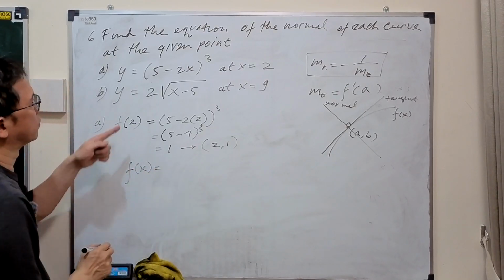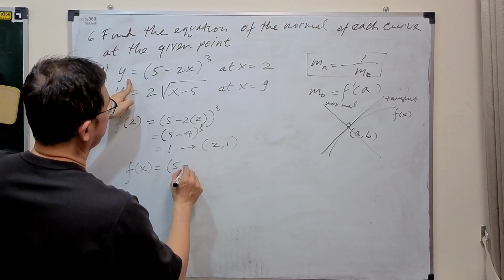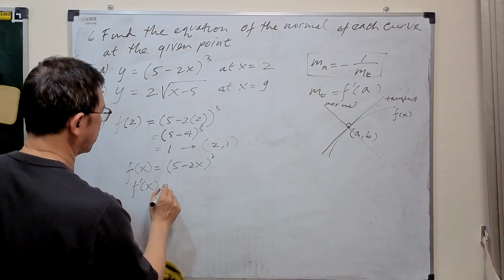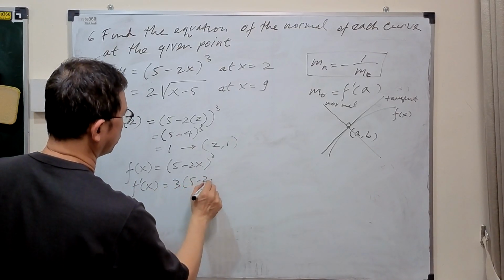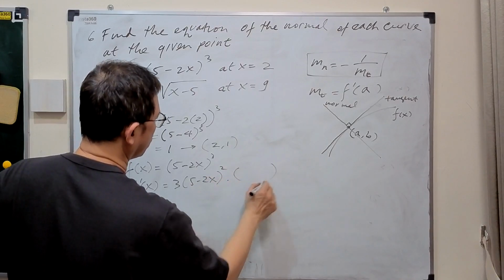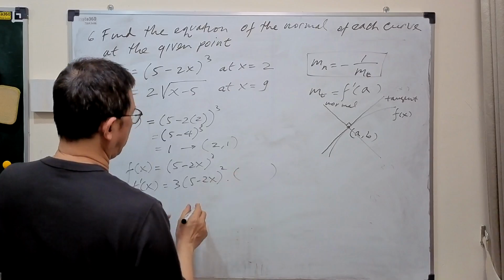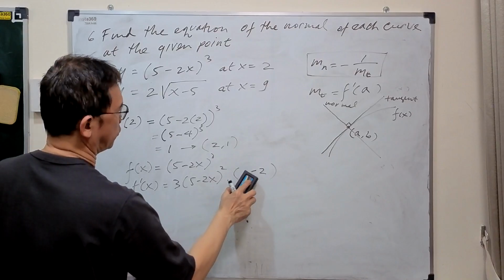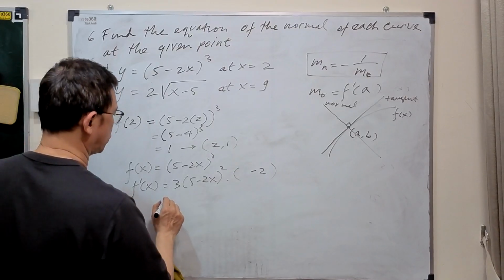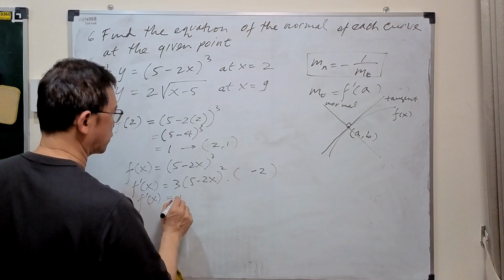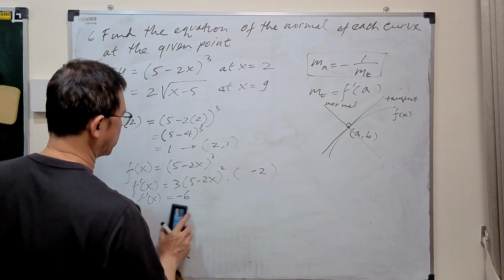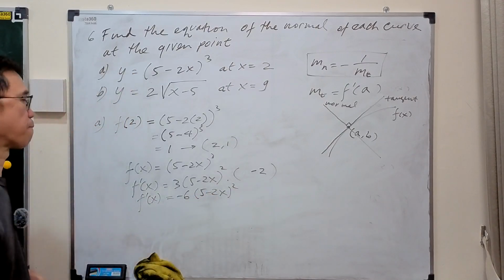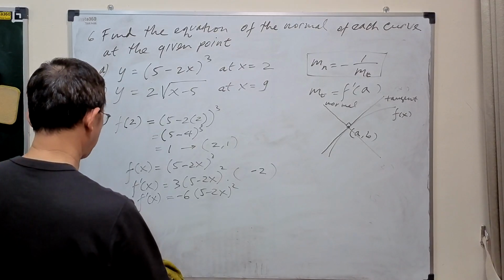The function, let me write down here, is (5 minus 2x) to the power of 3. Then the derivative will be 3(5 minus 2x) to the power of 2 multiplied by (0 minus 2), which is -2. So here the derivative is -6(5 minus 2x) squared.